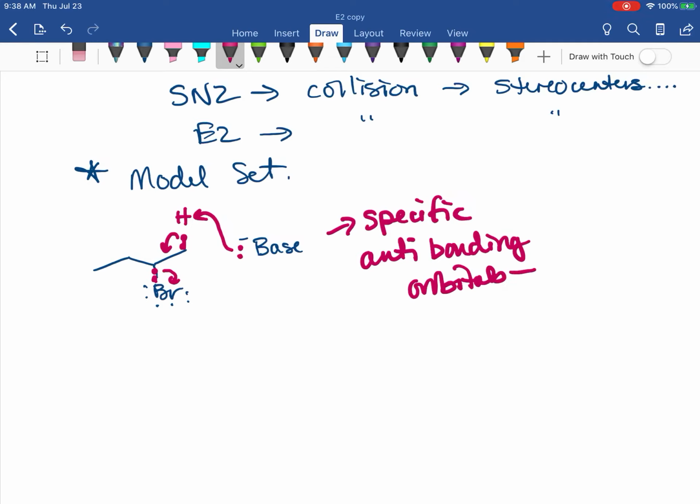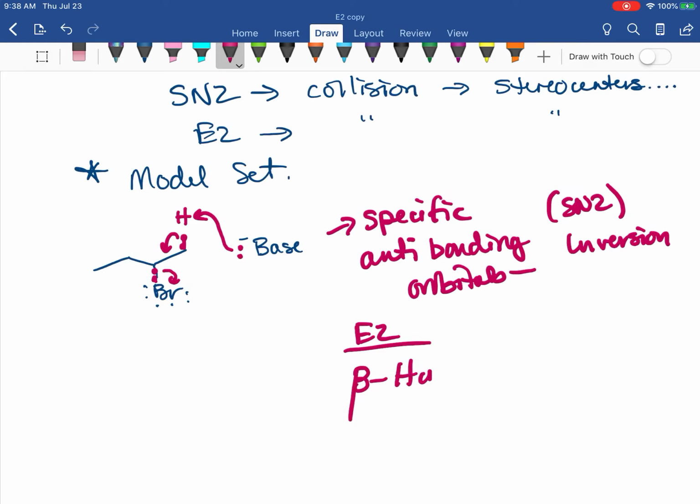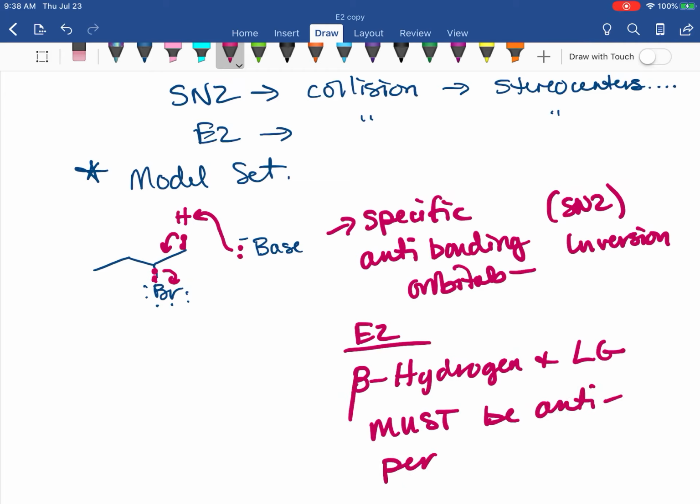Okay, I love it. So if we're going into those anti-bonding orbitals, just like an SN2, that means there's going to be some specific orientations in space. So for an SN2, that gave us inversion. Remember, we inverted the stereocenter. For an E2, what it means is that your beta hydrogen and your leaving group must be anti-periplanar.